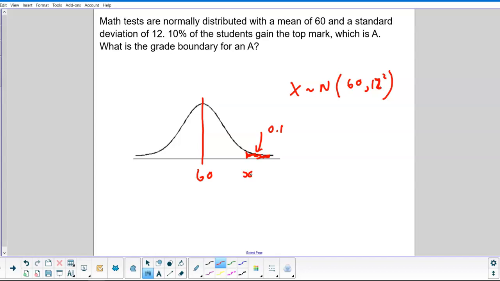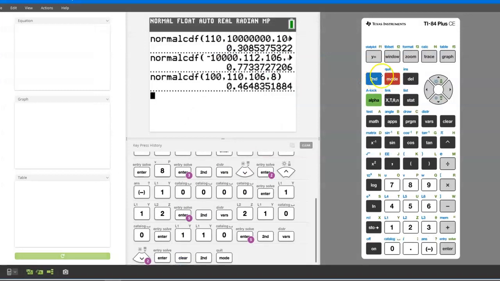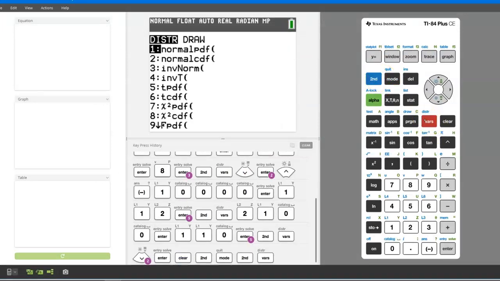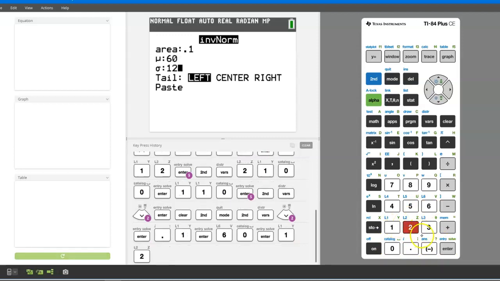So I've got it visualized, and the reason I want to visualize that is because I now know the area is on the right hand side. When I go to my TI, I'm going to go to second, vars as normal, and I'm going to choose number 3. So I'm going to come down to number 3, which is inverse norm. Now if you press that, it's pretty straightforward. The area is 0.1, so it needs to be as a decimal. My mean was 60, if you can remember, and my standard deviation was 12.